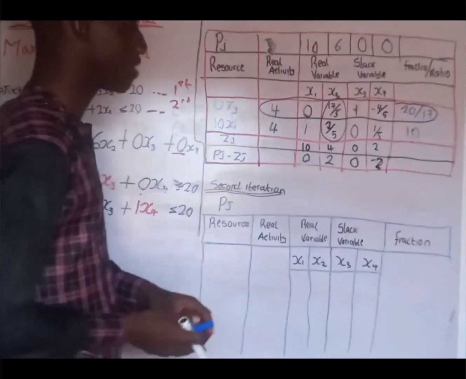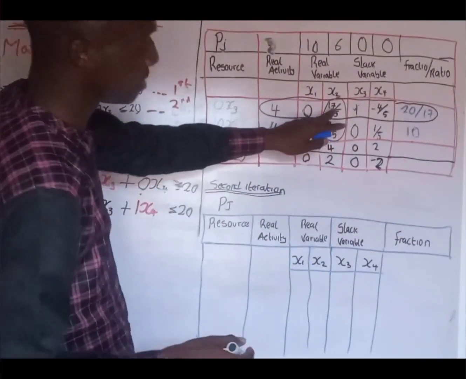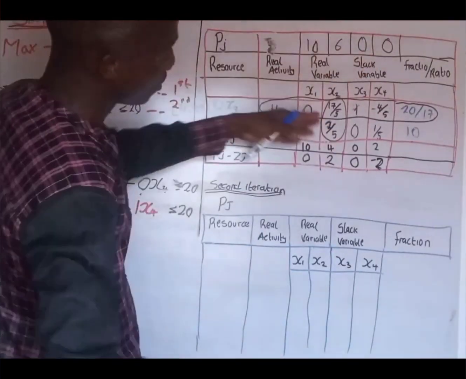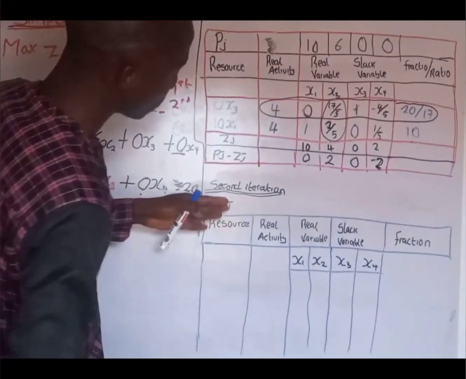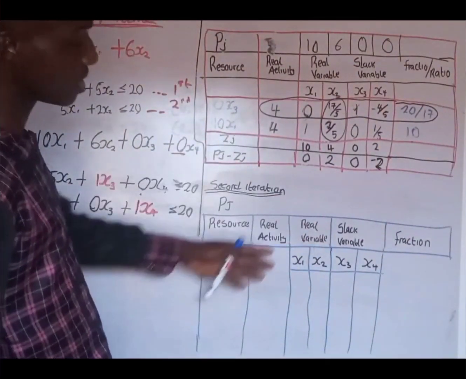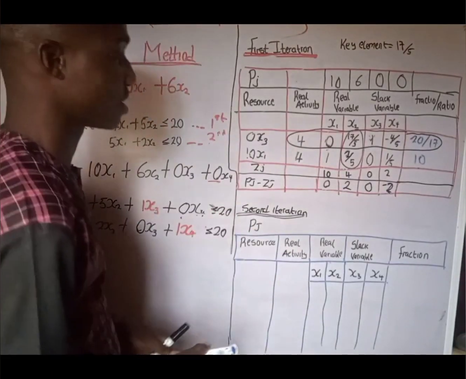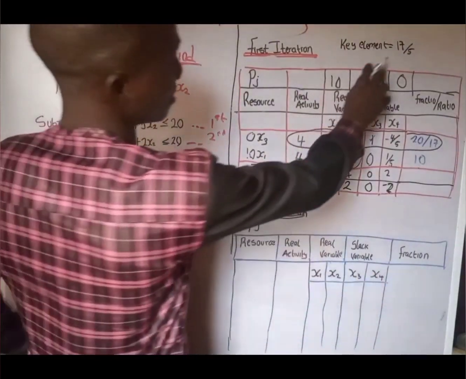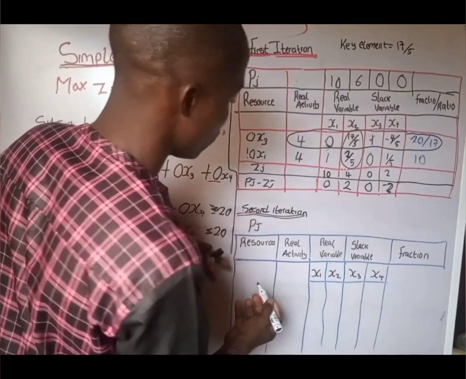Now let's proceed. Don't forget that our key element is 17 over 5, the element that intersects both the key row and the key column when I draw the line. Now let us label our table. This is how the table will look. Our key element is 17 over 5. So now we want to get the value of x.